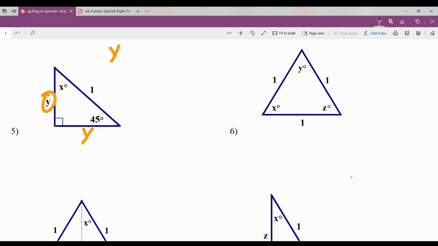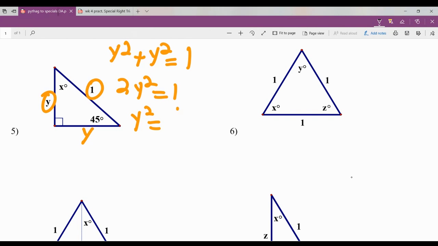So I'm hoping you would set up y squared plus another y squared equals 1 squared, which is just 1. That gives us 2y squared equals 1, which means y squared is 1/2, which means y is the square root of 1/2. I'm going to let you guys do a little bit of work, see if you can remember rationalizing fractions that have radicals in them. This would be the square root of 1 over the square root of 2. We'd multiply both the top and the bottom by the square root of 2, and we would get the square root of 2 over 2. Okay.